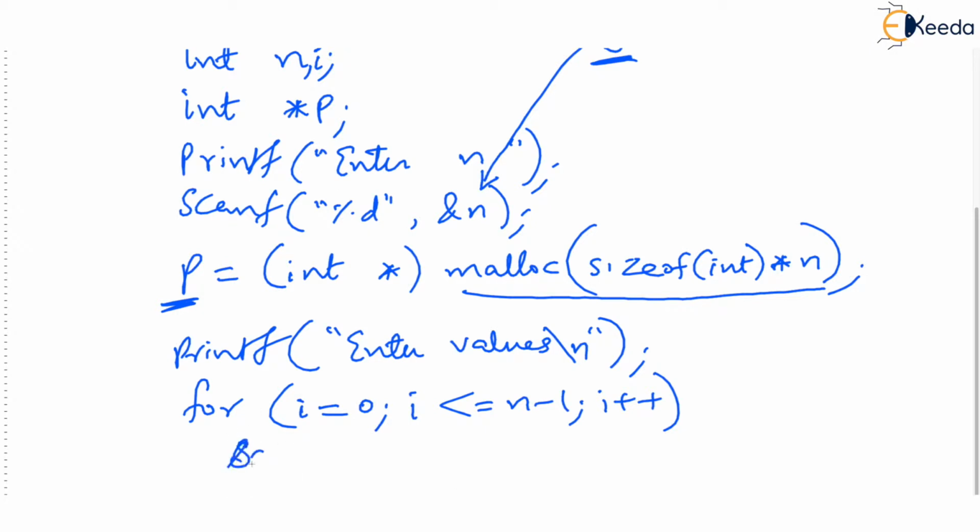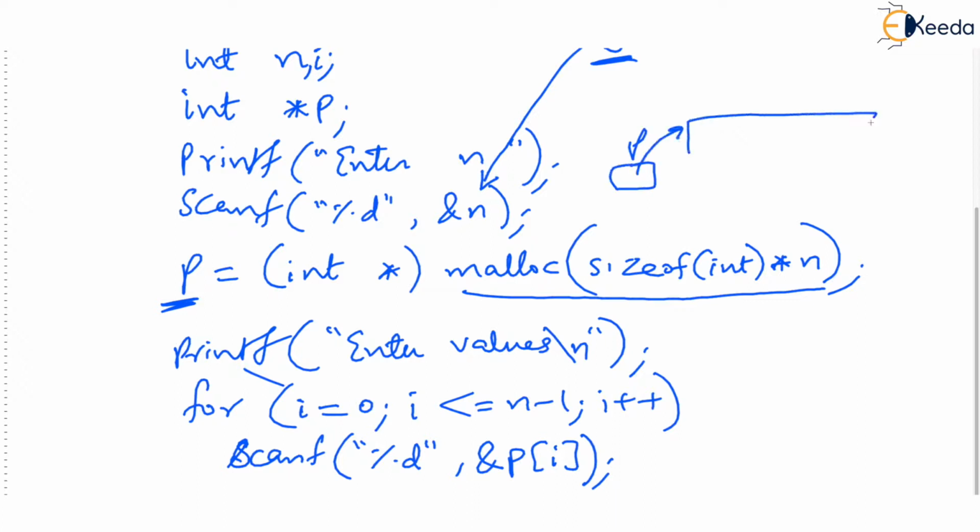And here we will write a scanf, and scanf will be %d. We are reading integers, but then what we can write is &p[i]. p is pointing to the base address of the array that we have allocated, correct? And when i is 0, we are reading p[0]. When i is 1, we are reading p[1], and so on. So this is the way how you can store the values in the array which is dynamically allocated.